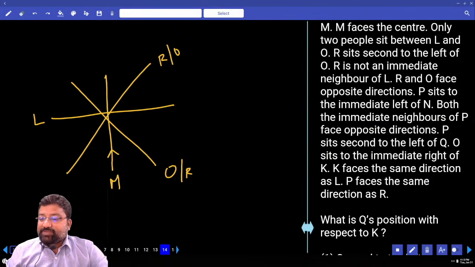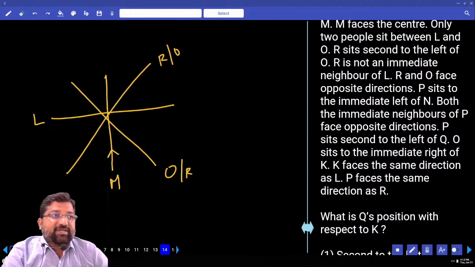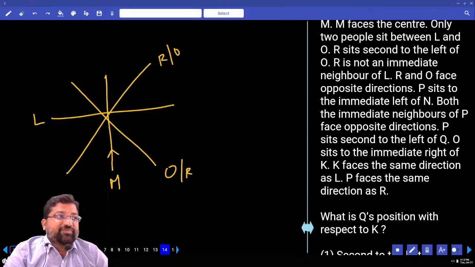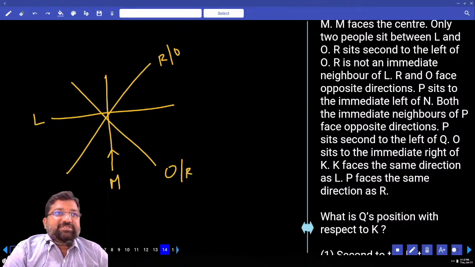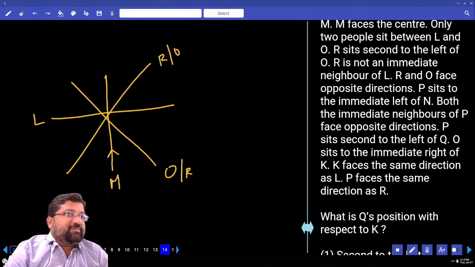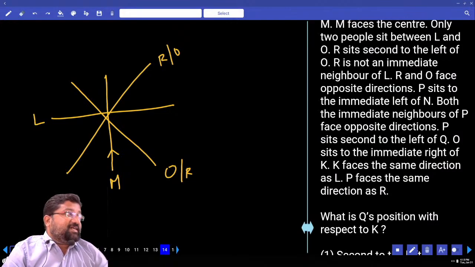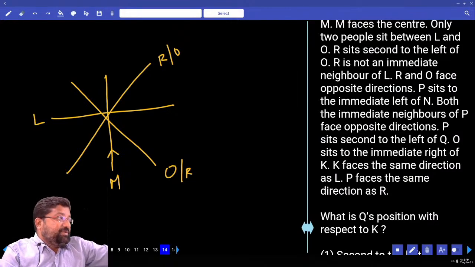Next line. P sits to the immediate left of N. P and N are immediate neighbors. Come on. P sits to the immediate left of N. P and N are immediate neighbors. Immediate neighbors, and how many seats should be vacant? At least 2 adjacent seats should be vacant.